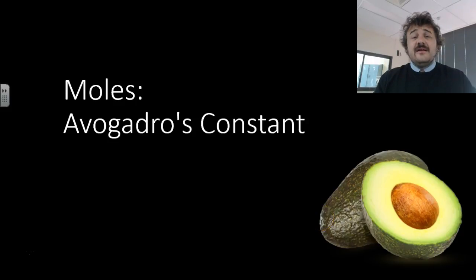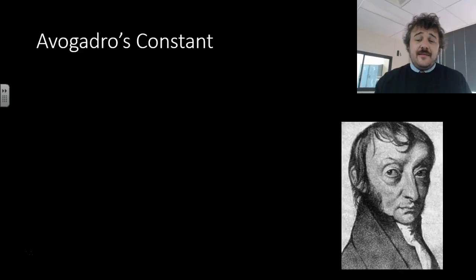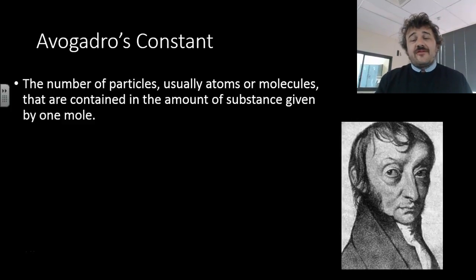So let's have a look at Avogadro's constant and how that pertains to moles. So here's our man, Amedeo Avogadro. He's an Italian guy who was pretty important to chemistry and physics in general. But Avogadro's constant, or Avogadro's law, is that the number of particles, and usually we're talking about atoms or molecules here, that are contained in a substance, or in the amount of a substance, can be given by 1 mole.